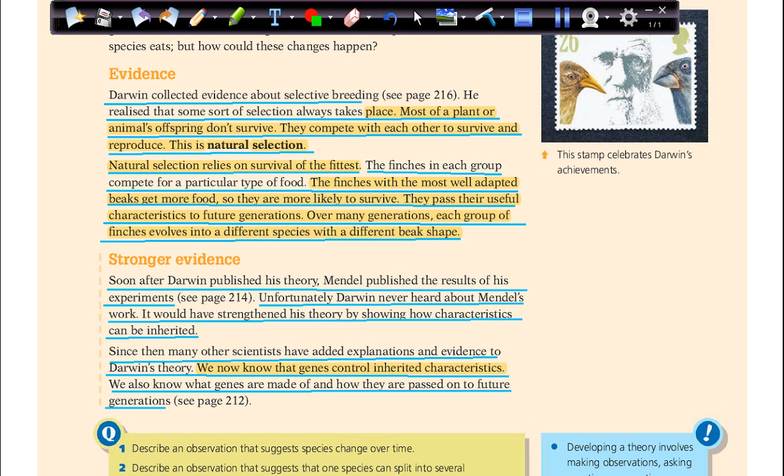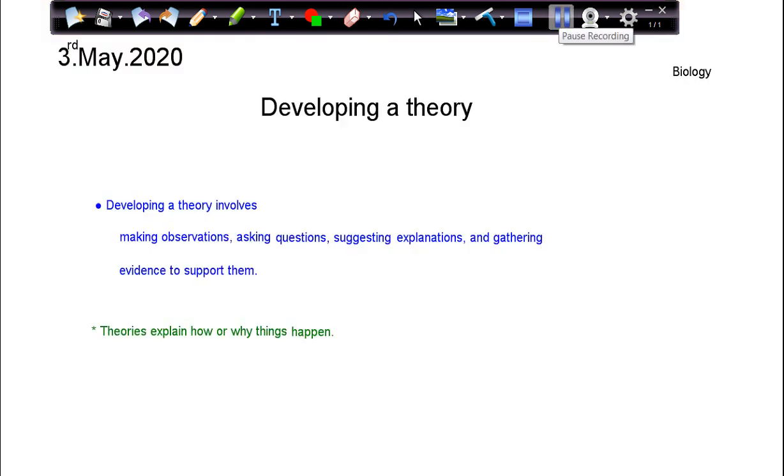So now let's go to the summary of the lesson, please. Developing a theory. Developing a theory involves making observations, asking questions, suggesting explanations, and gathering evidence to support them. And as we said earlier, in all our inquiries, if the evidence supports your explanations, that means they are accepted, and you're proving them. And if it doesn't, that means you need to go to other explanations. Theories explain how or why things happen. So this was all about developing a theory.